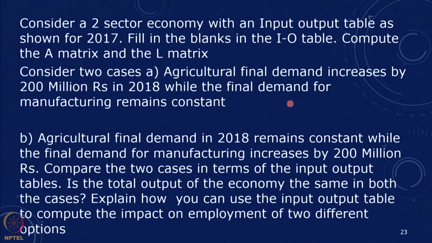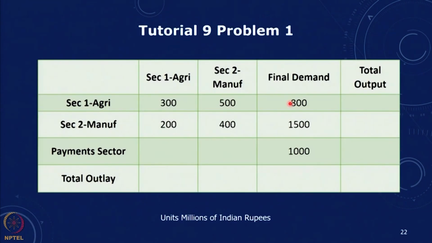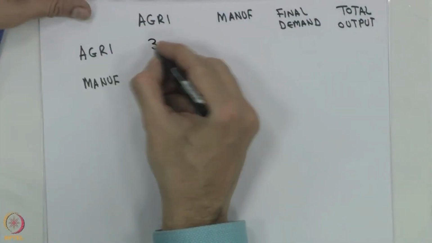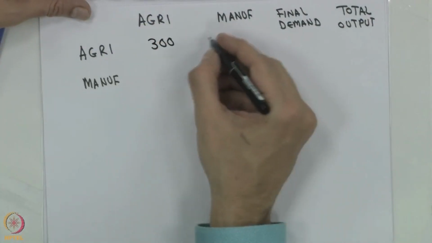Is the total output of the economy the same in both the cases? And then we also want to ask, in concept, how can we use the input-output table to compute the impact on employment of two different options? So let's do this example. Please try this. It's fairly simple. It is related to whatever we have done so far.